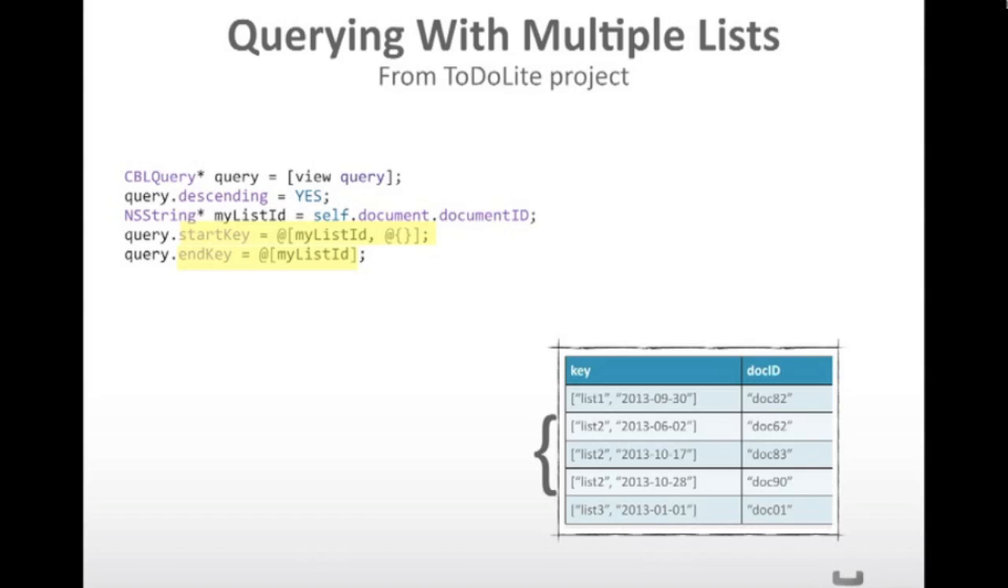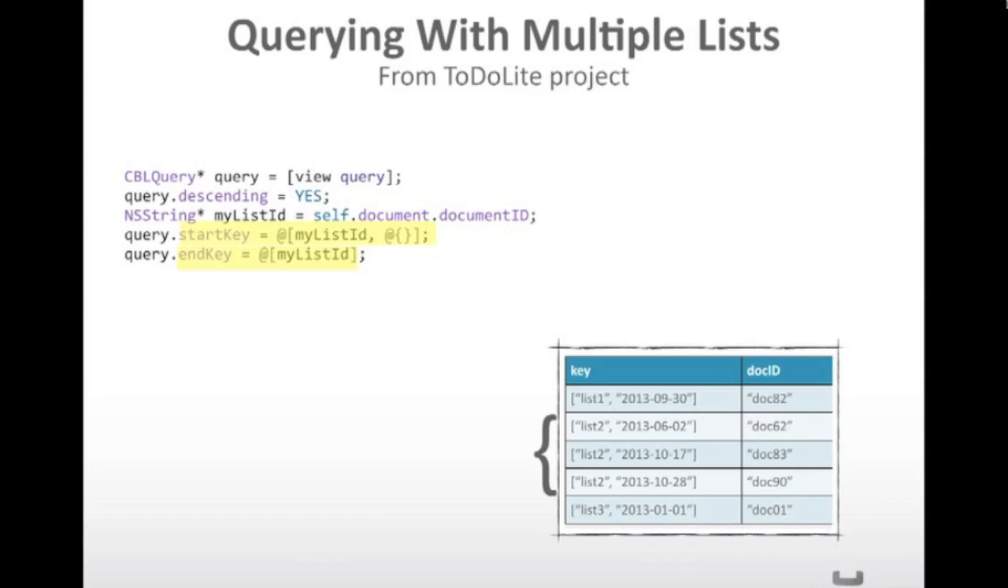So we want pretty much the item with my list ID and the highest possible date. And we use an empty dictionary here to represent the highest possible value within an array, because an empty dictionary happens to sort higher than any string or any other object.